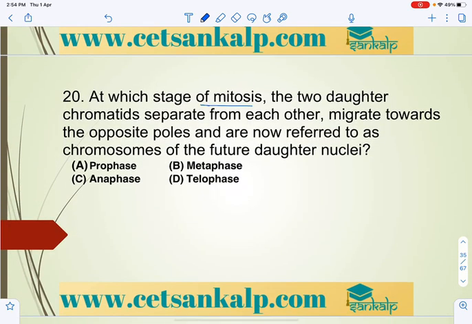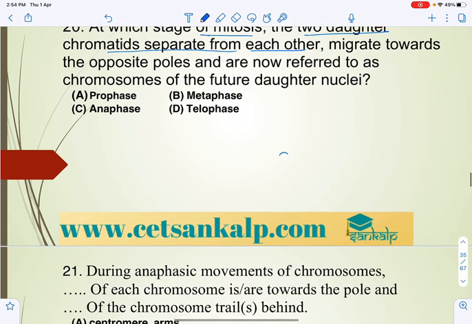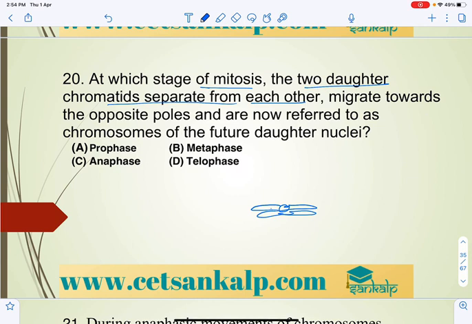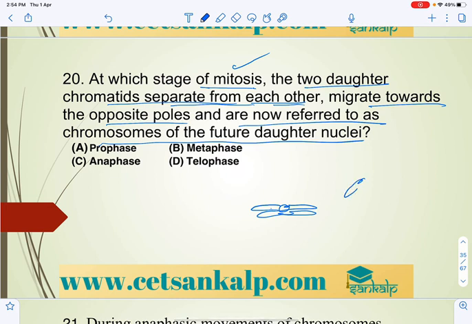At which stage of mitosis do the two daughter chromatids separate from each other? If you consider these as the daughter chromatids, the sister chromatids, at which stage of mitosis, not meiosis, do they separate from each other and migrate towards opposite poles, now referred to as chromosomes of the future daughter cells? They divide and finally reach the respective poles. That is anaphase. So these are the questions you have to keep in mind. Next, we can discuss meiosis in the next part. Thank you.